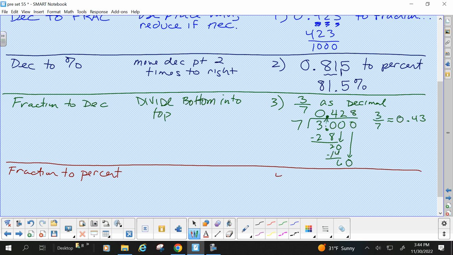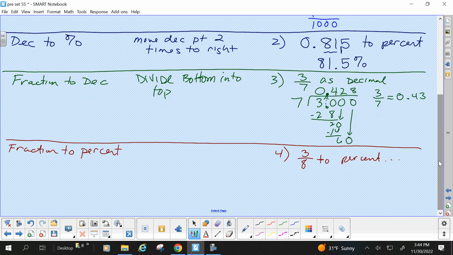Say example 4 was 3/8, and I make it a percent. This to me is the nastiest one. It goes something like this.